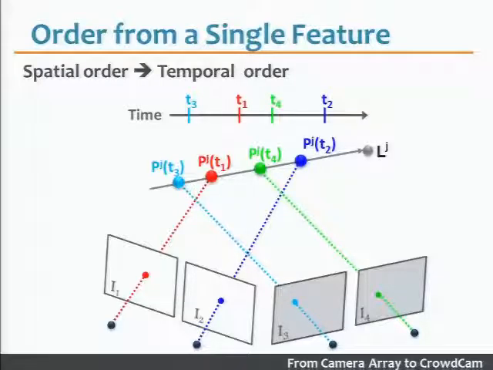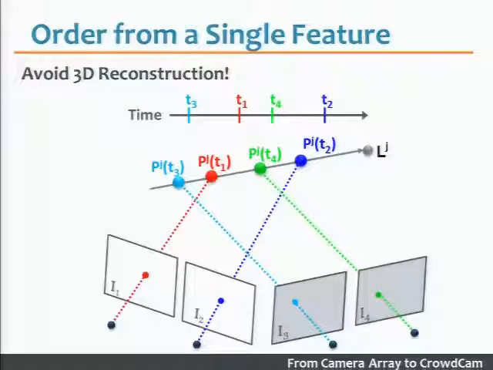Now, there are methods that can compute the 3D line, for example, using 5 views and using full calibration. But I already said I won't do full calibration, so we didn't estimate the 3D line. And we want to avoid the 3D reconstruction. We want to compute the order without recovering the 3D.